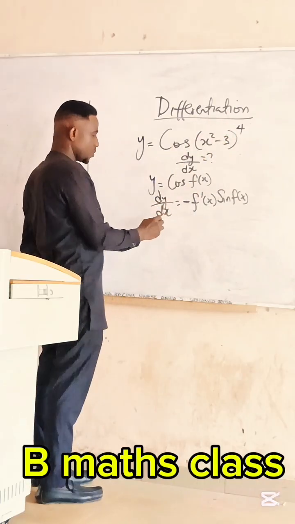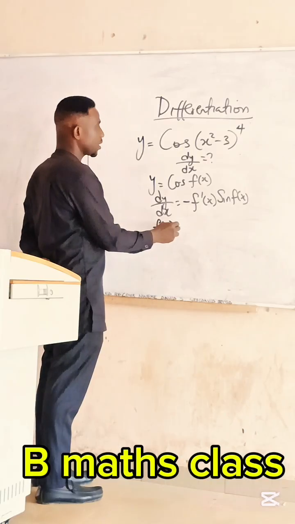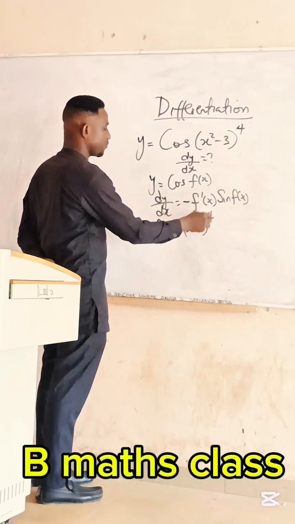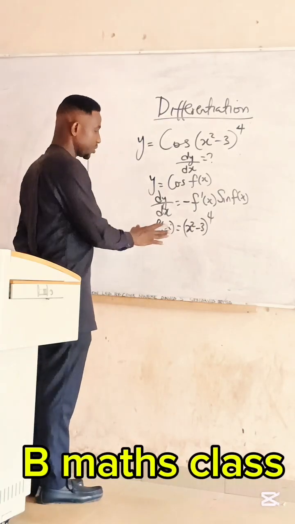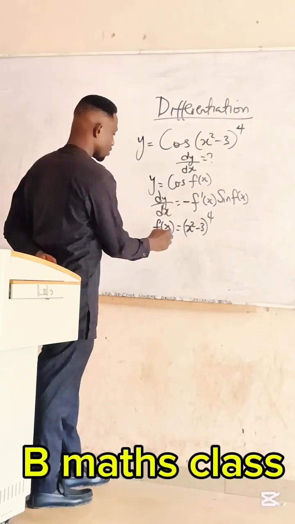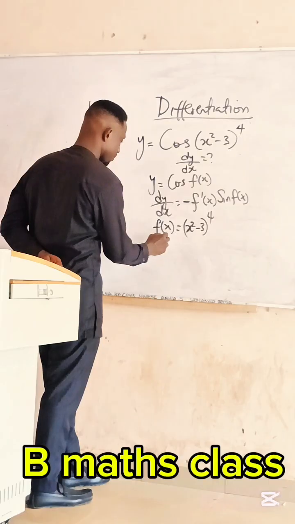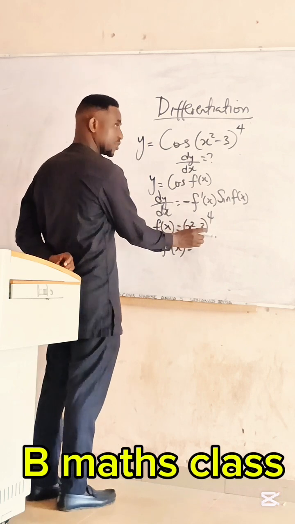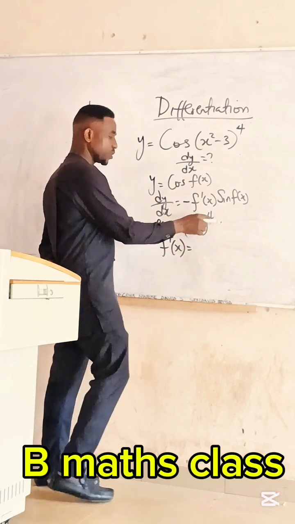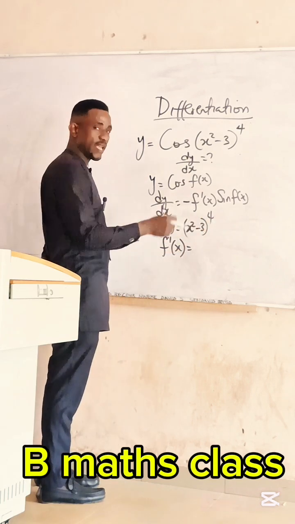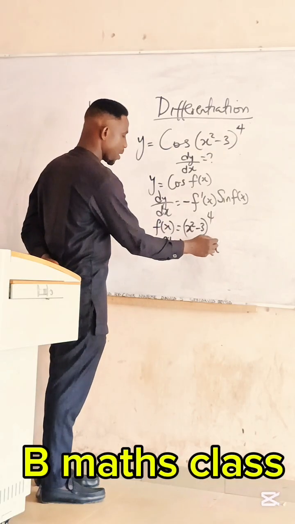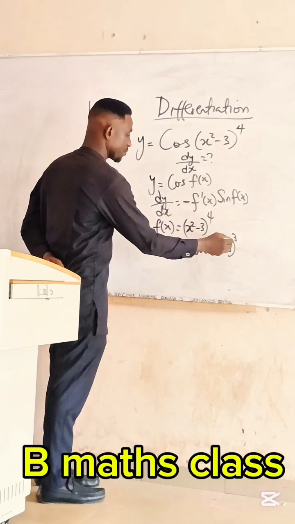Okay? So we'll now say f of x is equal to x squared minus 3 raised to the power of 4. This time around, we are going to use shortcuts to solve this question. So how do we get our f prime? F prime of x will give us what? Differentiate inside, you have 2x. Multiply it by the power, you have 8x. Write down 8x. Reduce the power by 1, you have 3.